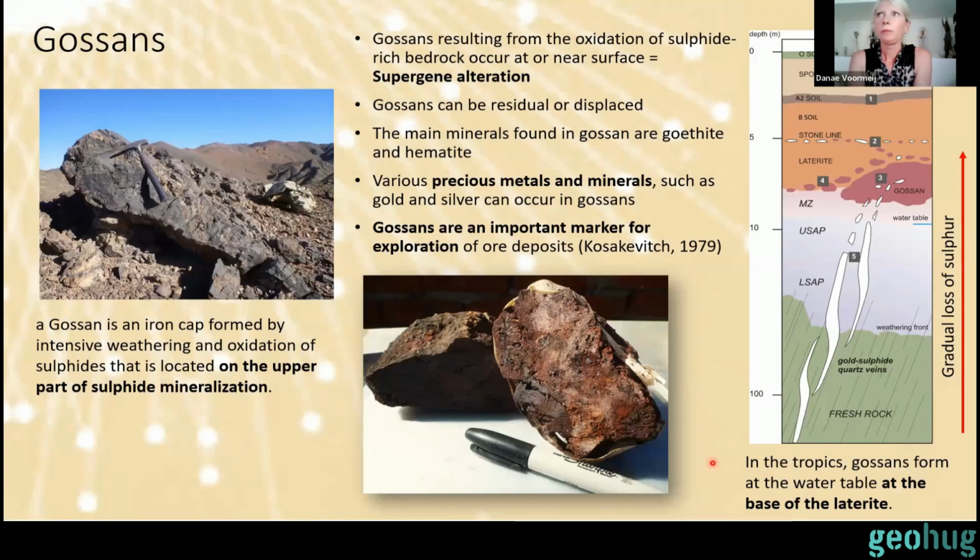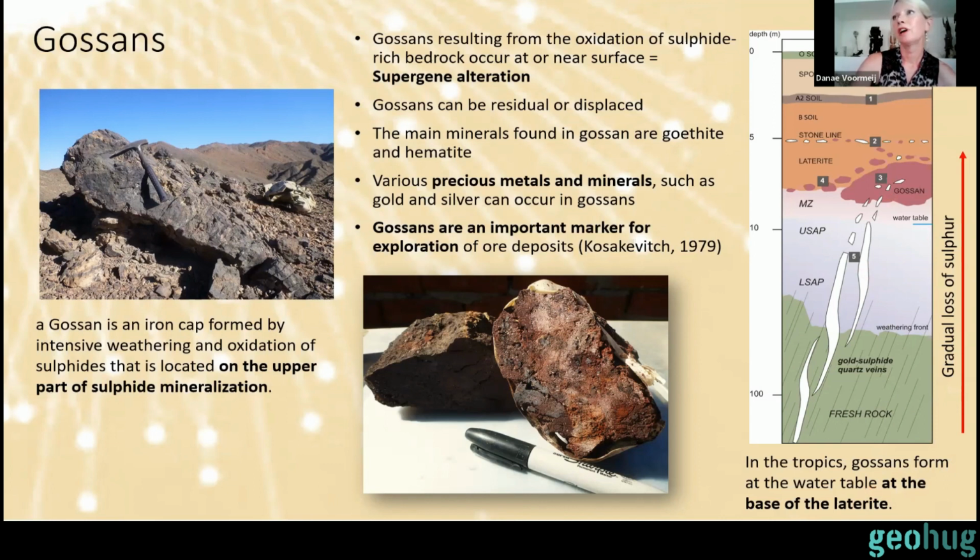Gossans. Gossans result from the oxidation of sulfide-rich vein systems or deposits. So depending on your mineralization style, if you have a lot of sulfides in your system, you can develop a gossan at surface. Yes, they can occur in temperate climates as well as in the tropics, but in the tropics, they'll occur at the water table, at the base of the laterite.